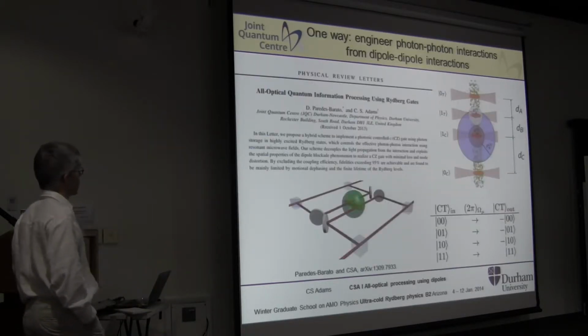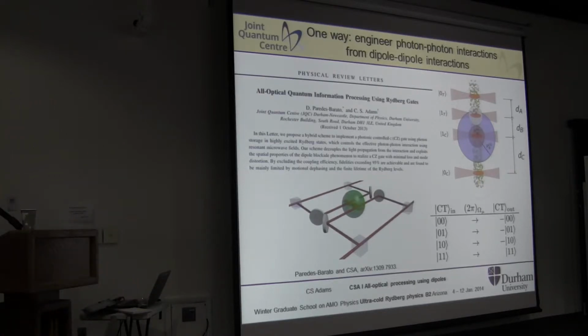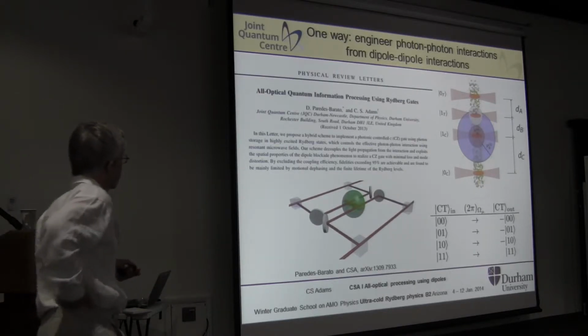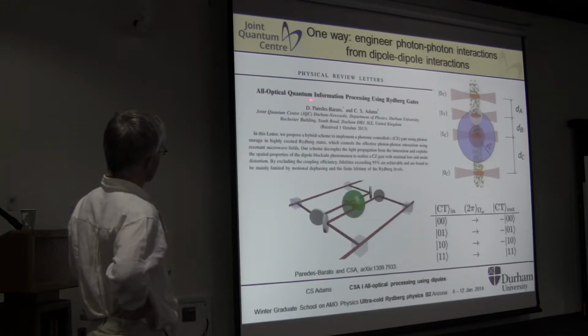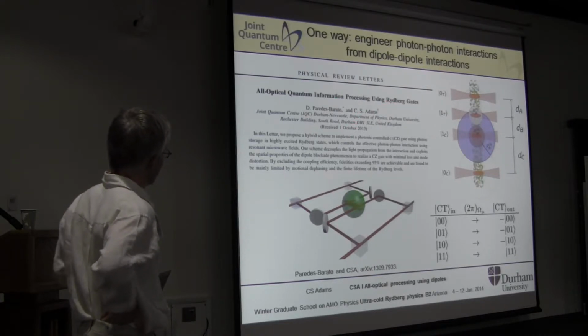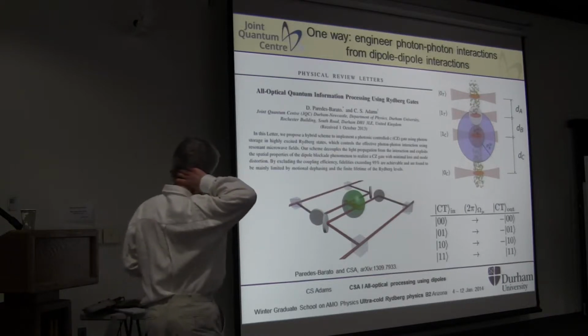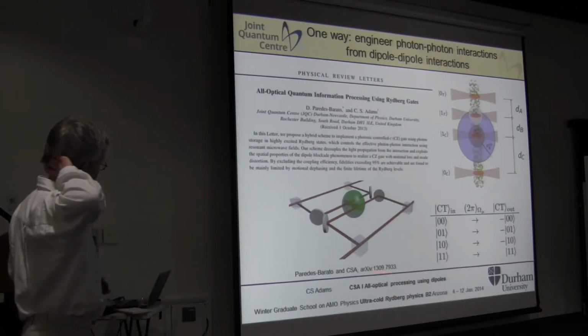Okay, so that's the goal. And we have a scheme, so the details of this are maybe not so important for the lecture. I may come back to this in the last lecture, depending on how things go, but this is our scheme for all optical quantum processing using Rydbergs, and it's now accepted for PRL, so it should be appearing fairly soon. So if you want to read about that, it's in this archive paper.